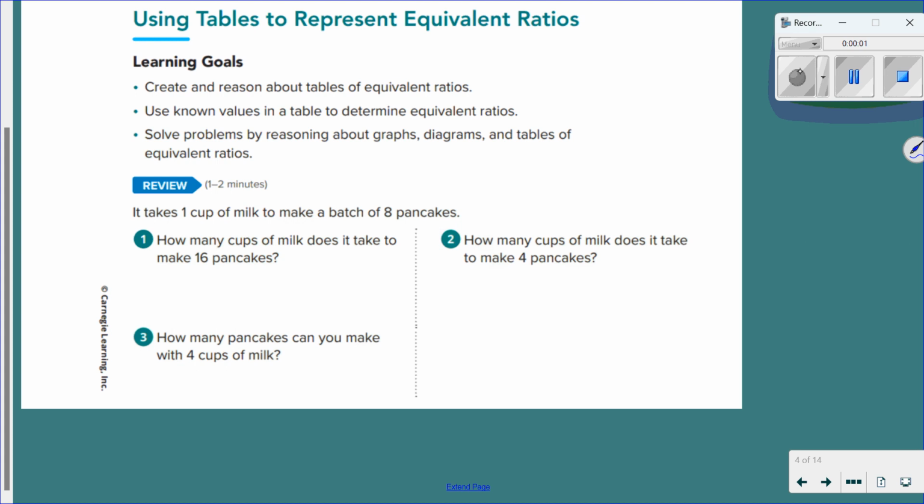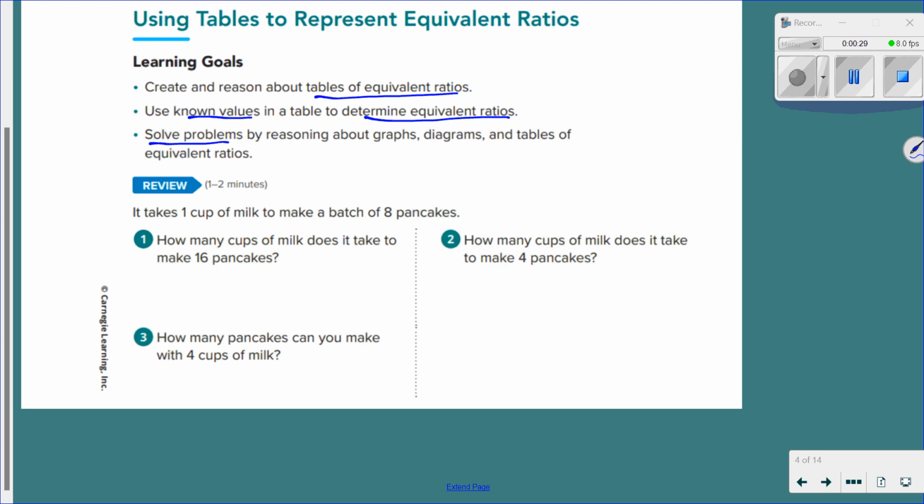Ratio tables. Again, one big key on that. As soon as I say ratio table, you automatically know that everything in it is equivalent. That's the definition of a ratio table, because they are all proportionate. So we're going to be creating and reasoning about tables of equivalent ratios, and we're going to use known values to determine equivalent ratios. We're also going to go through solving problems by reasoning about diagrams. Don't know that we'll get to that part today.